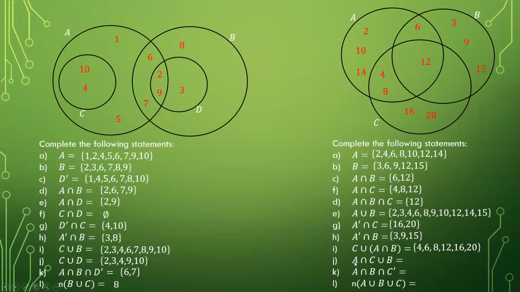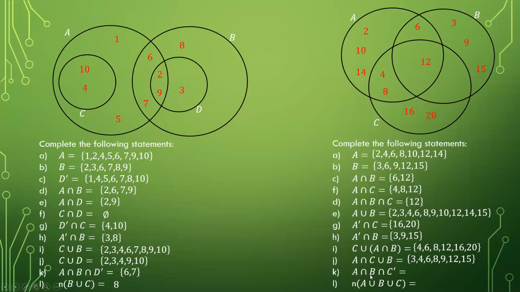And if the question asks for A intersect C, and A intersect C is only these three, then you want to combine it with B. So you combine these 3 with the whole thing here. So that's why you have 3, 4, 6, 9, 8, 12, 15.